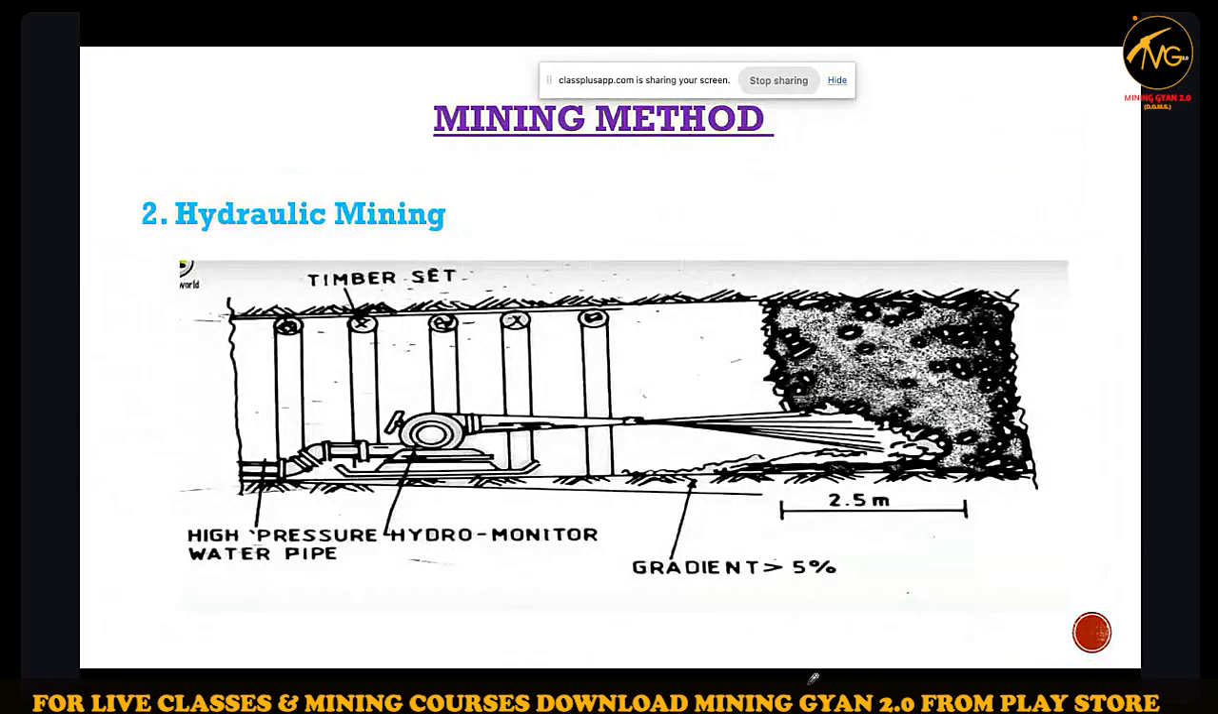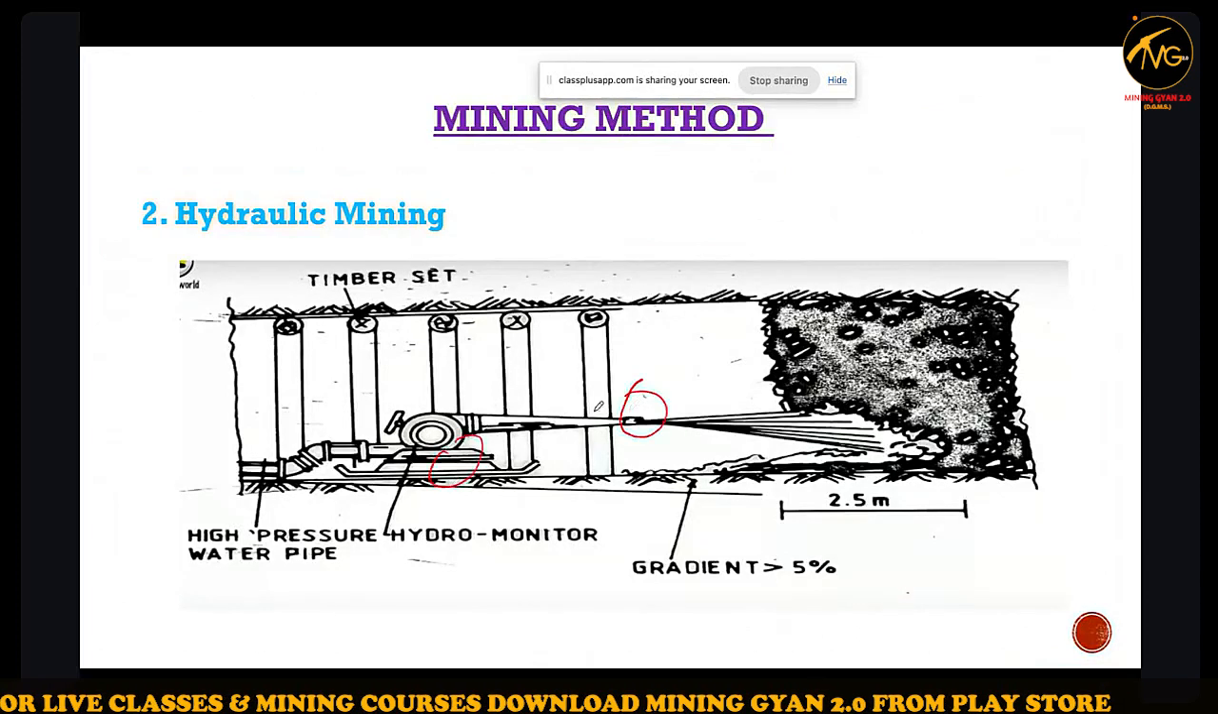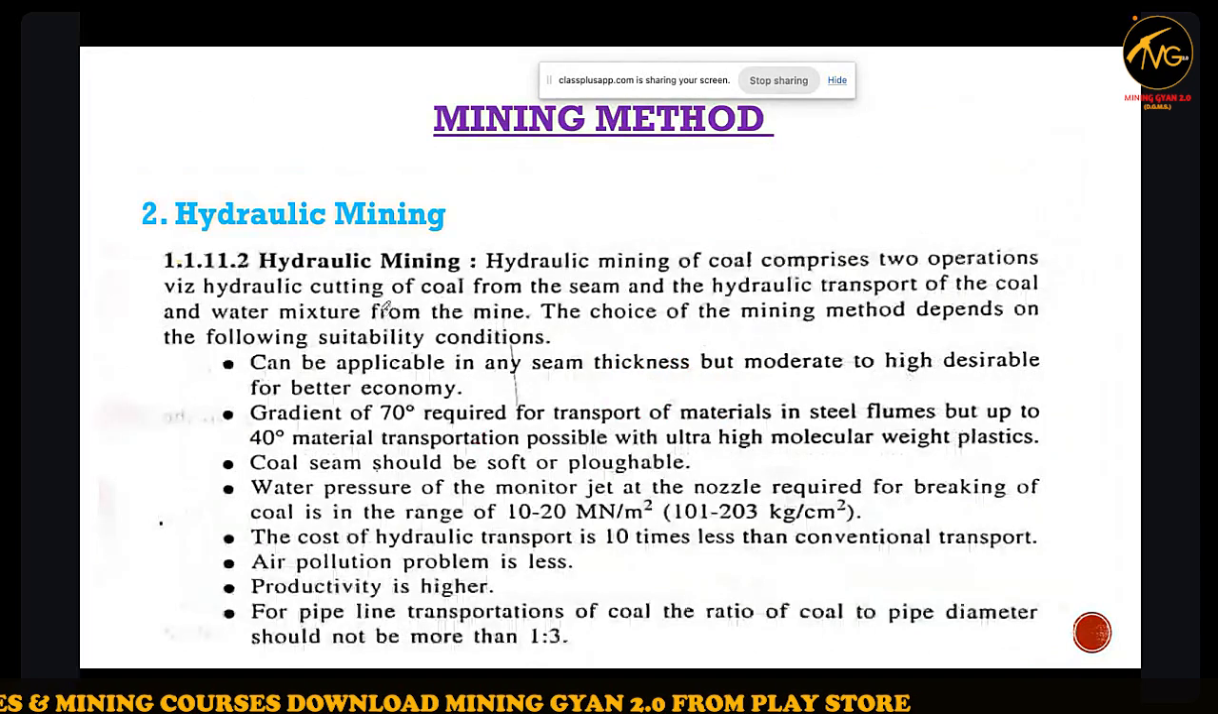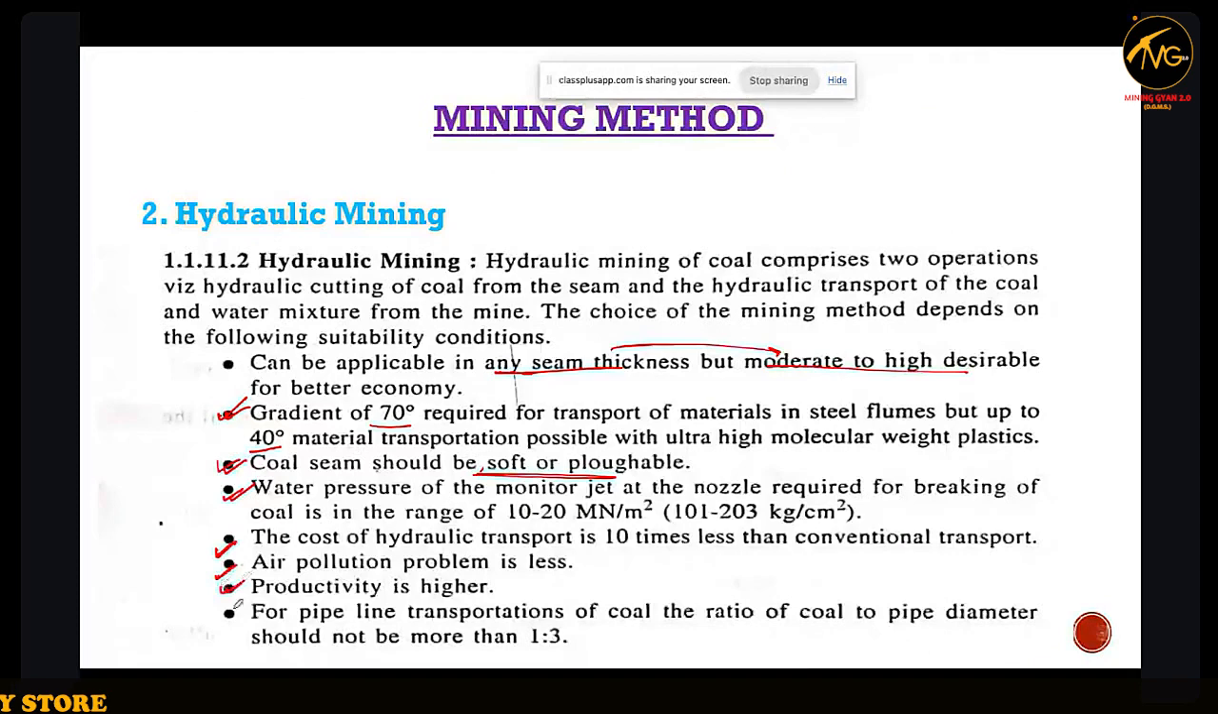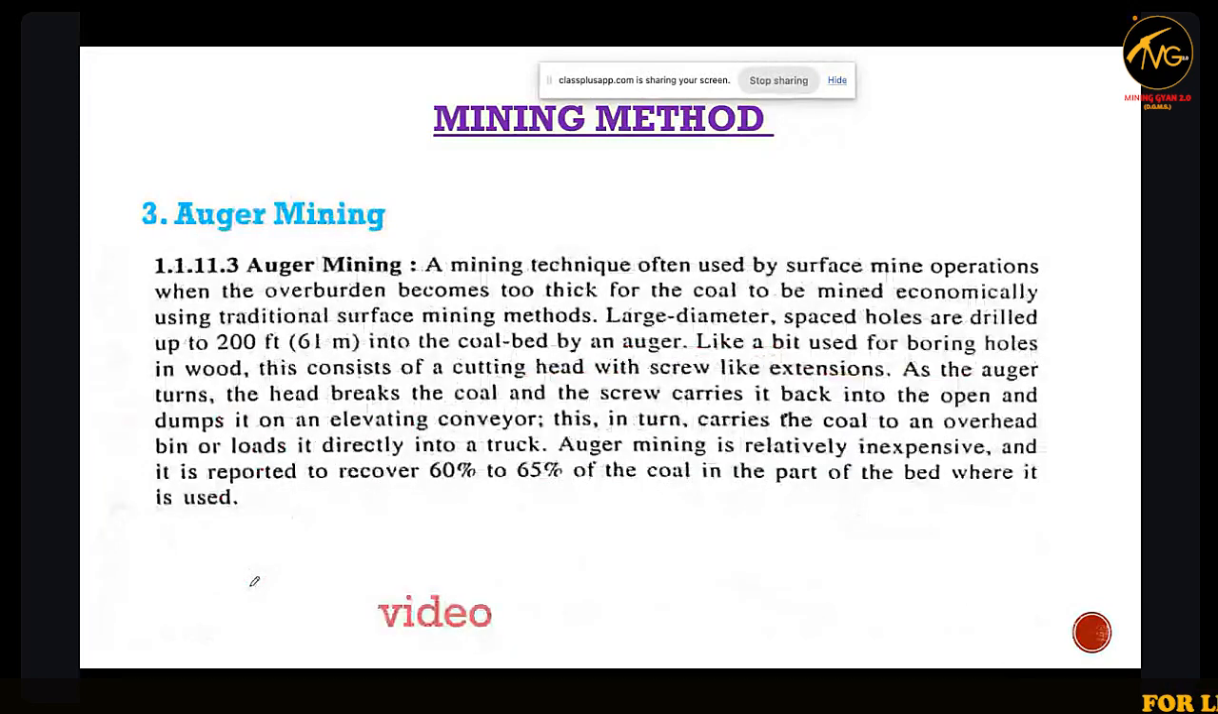In hydraulic mining, a high pressure jet, transportation and cutting both happen. We use hydraulic mining in any seam thickness, but prefer moderate and high, 70 degree, 40 degree. Then we come to soft coal, water pressure jet. The cost is 10 times lesser, air pollution is less, productivity is higher. Coal to pump pipe diameter should be 1:3, not more than that.